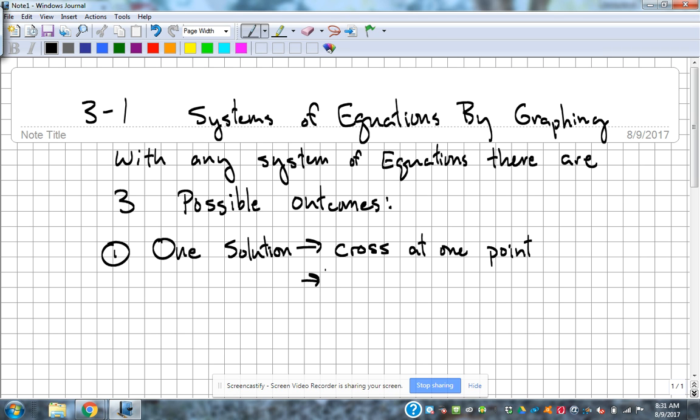The math word that goes with that is consistent and independent. Consistent meaning it's got answers. Independent meaning the 2 lines are going different directions. So they're crossing there.